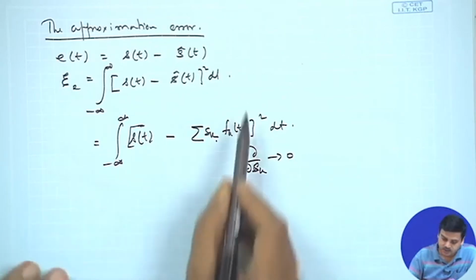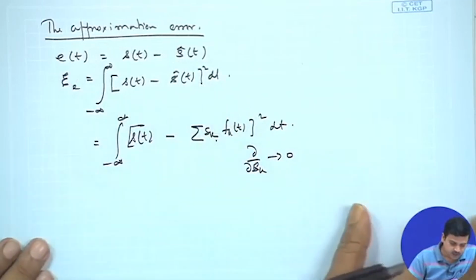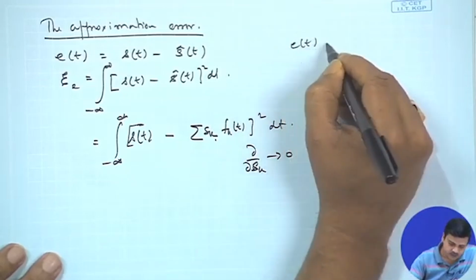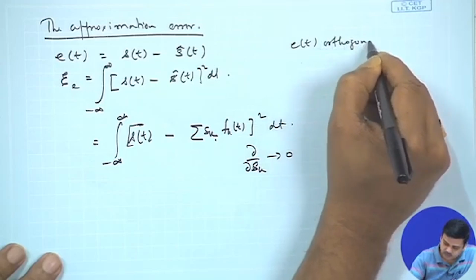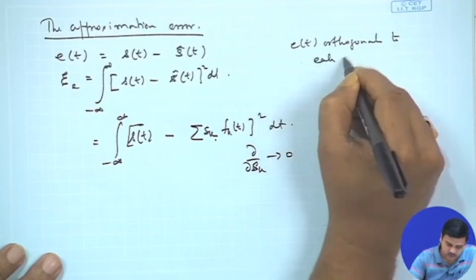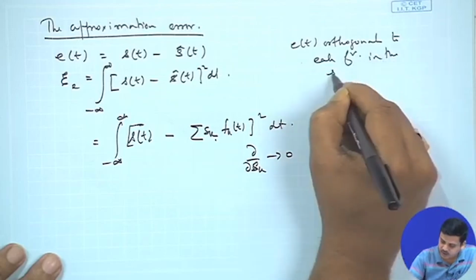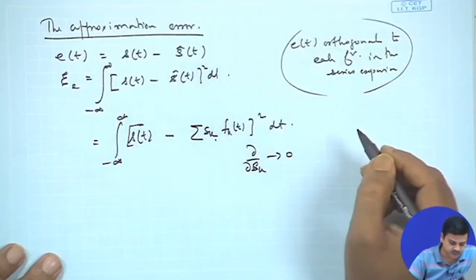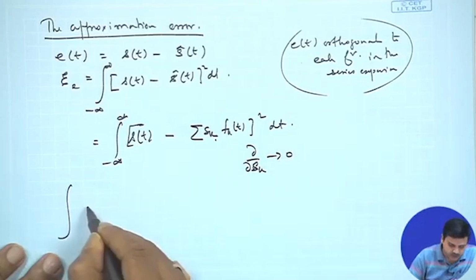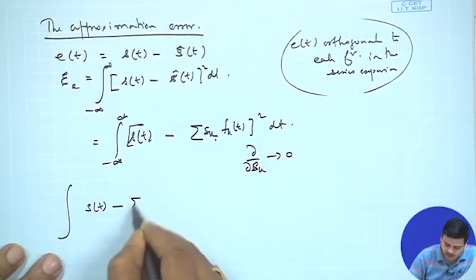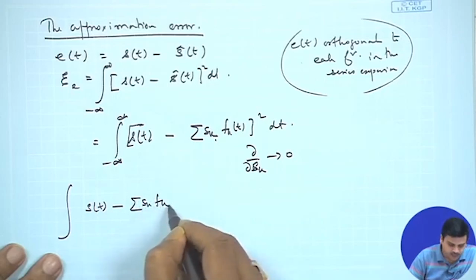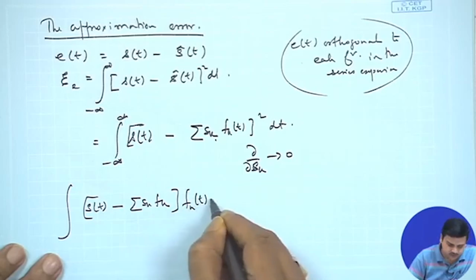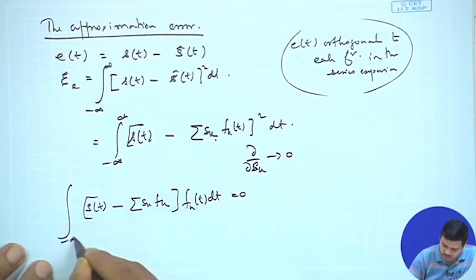The other option is you do not follow this procedure, but what you can do from geometry is that E of t is orthogonal to each of the functions in the series expansion. This is from the MMSE criteria, the geometric criteria. So, if you do that, you will land up with the integral of S of t minus summation S k f k, this is the error, times f n of t dt, and this will be equal to 0.